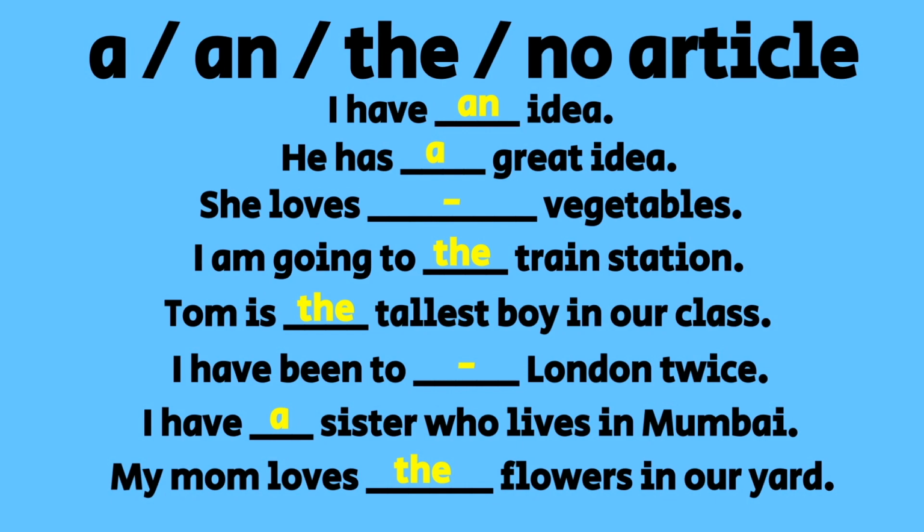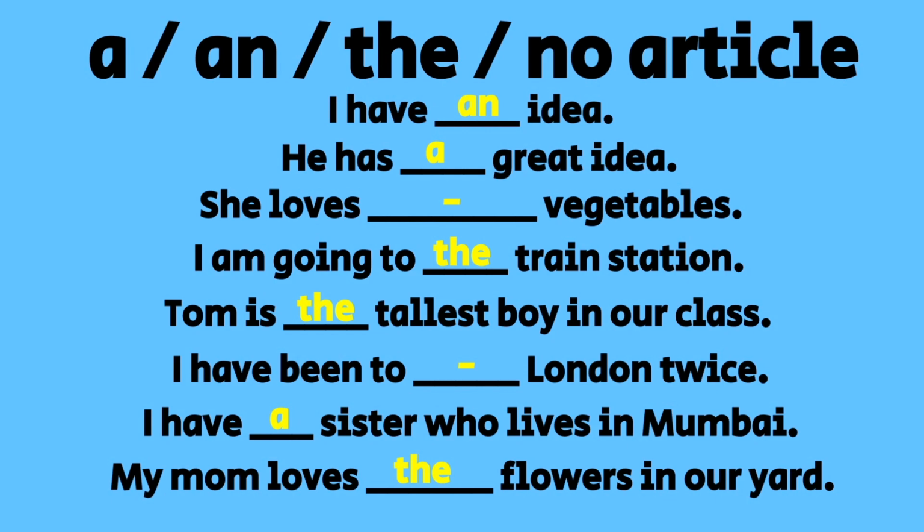I am going to the train station. Maybe there's just one train station near my house, so I can use the. Tom is the tallest boy in our class. The word tallest is a superlative, so I should use the with it. I've been to London twice. Now, when we talk about countries with individual names, we don't need any article. For example, I'm from India. I've been to Germany, France. We don't need any article with these countries.